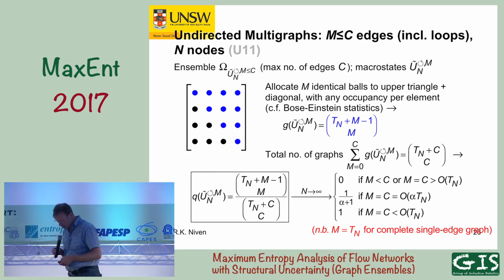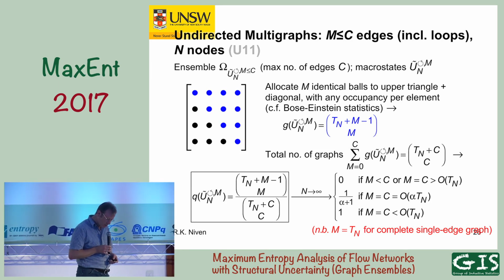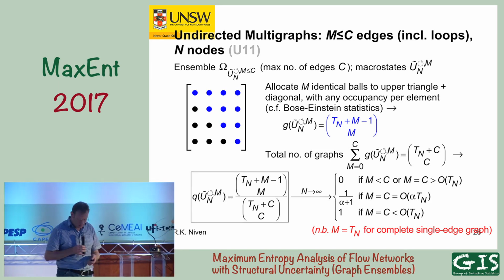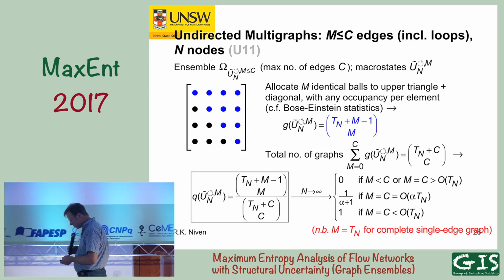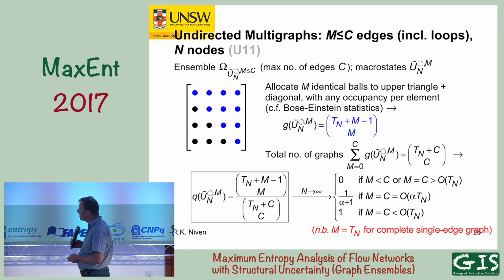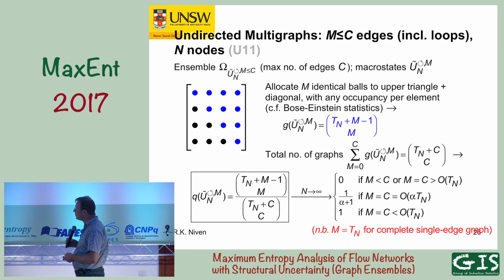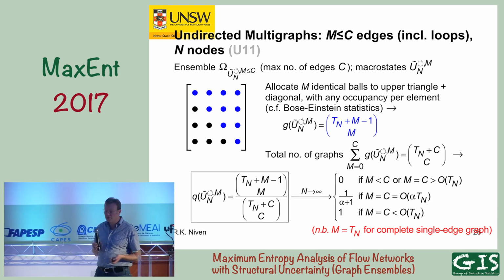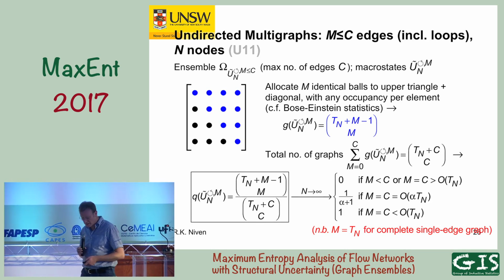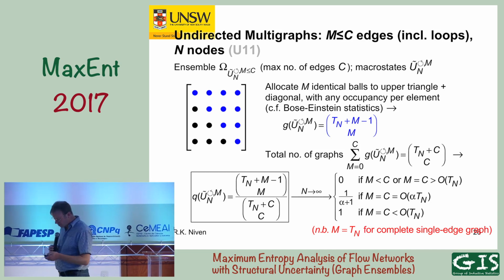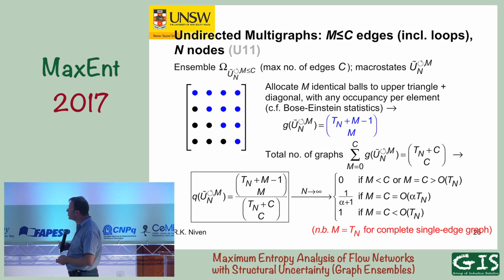What we can also do is consider multigraphs now. So instead of having a maximum of one edge per element, you now have an allocation scheme where you can basically put all of these M elements into one of these or any other combination in between. So you have an allocation scheme that does not have any restriction on occupancy, which is very similar to the Bose-Einstein system. So you can work this out. Here's your degeneracy, here's the total, here's your prior.